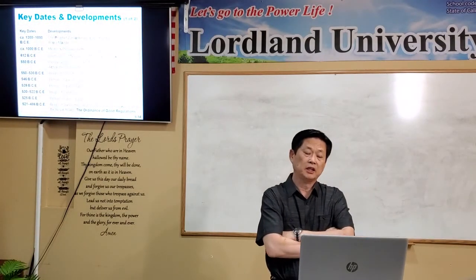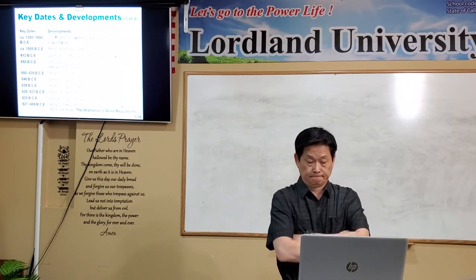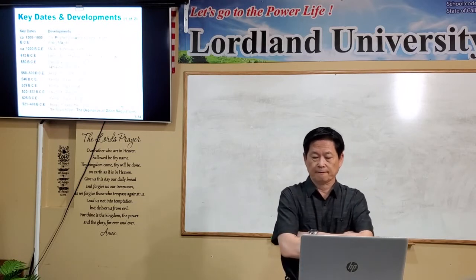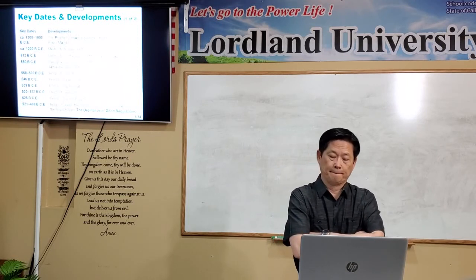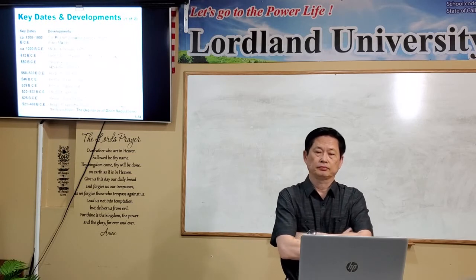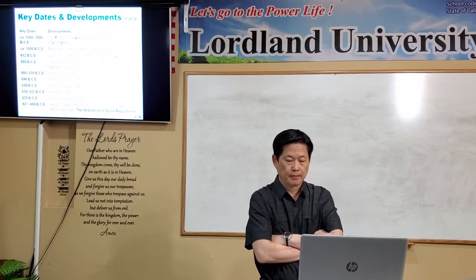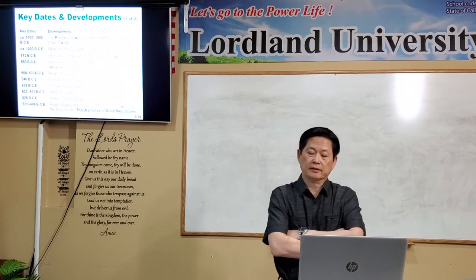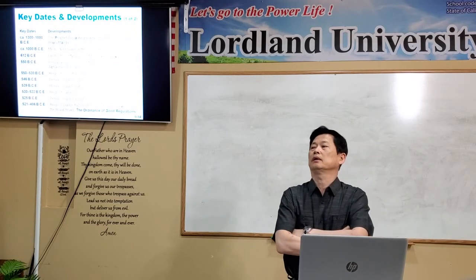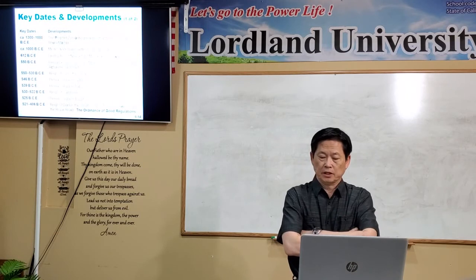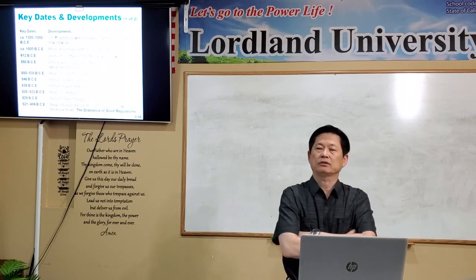Key notes, key dates, and developments. The prophet Zoroaster preaches that there is one God, Ahura Mazda, around 1300 to 1000 BCE. The Medes and the Persians moved from the Black Sea area into the Iranian plateau around 1000 BCE.